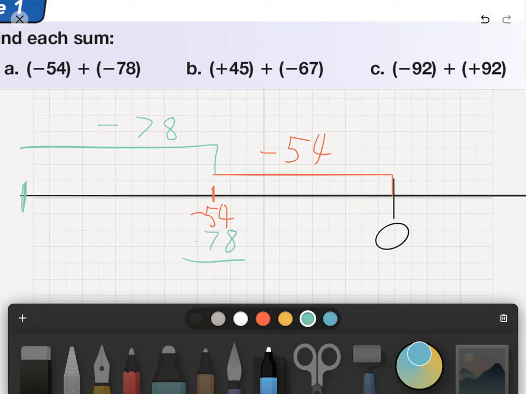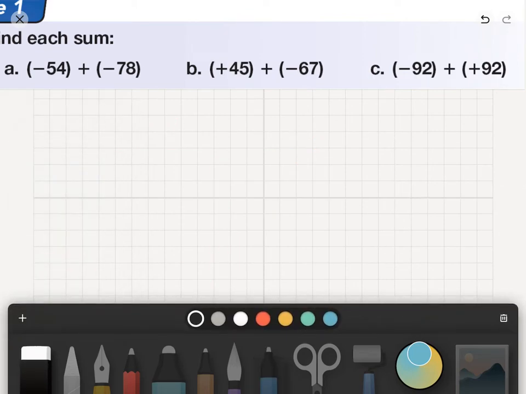Yeah, the previous example in the last one? Yeah, this is a bit reviewy, if that's what you're getting at. Okay, so then we can just add these together, and you would end up with negative 132. So that's kind of what we're doing with combining two negative values.